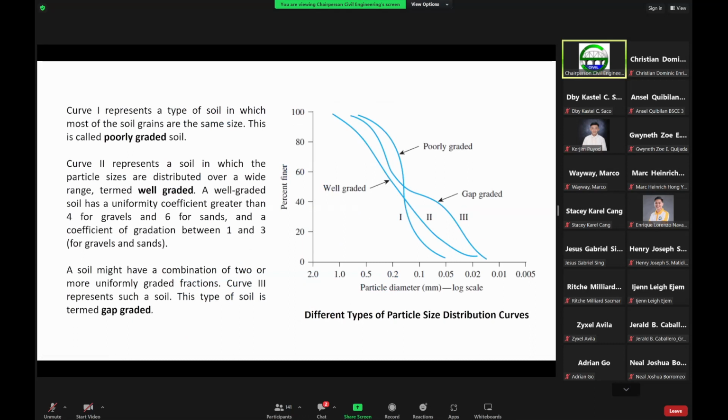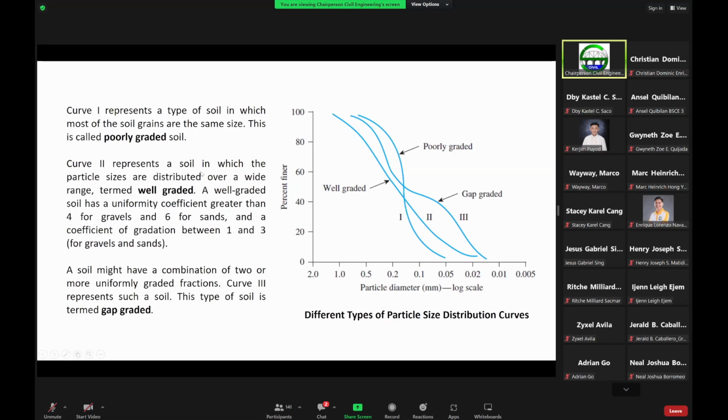Now that we have the grain size distribution curve, we just need to understand the different types of particle size distribution curves. Here we have three types. Curve one here is what you call a poorly graded soil, in which most of the soil grains are relatively the same.